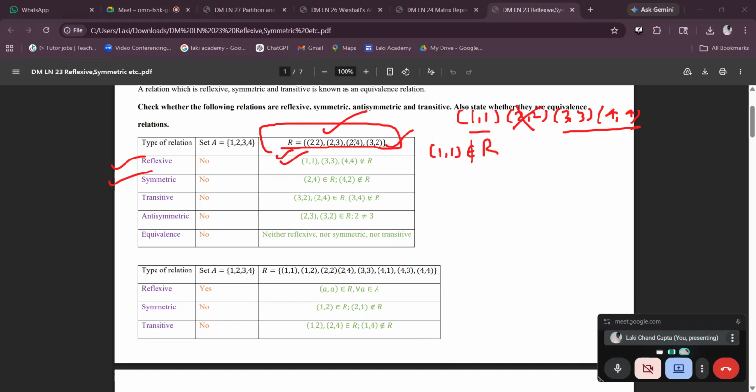This is symmetric. 2 3 and 3 2 are there. 2 4 is not symmetric because 2 comma 4 belongs to R, but 4 comma 2 does not belong to R. Understood?